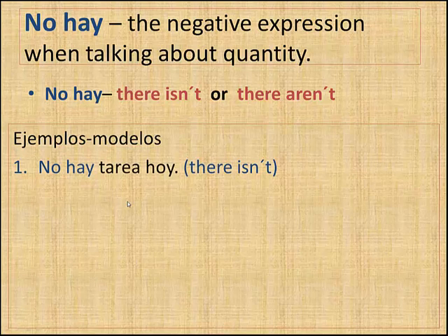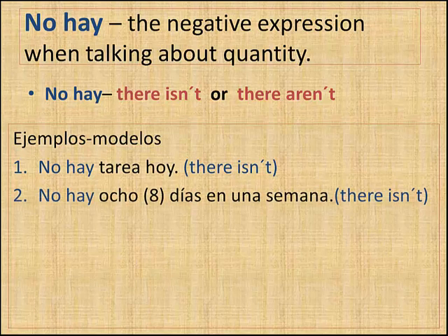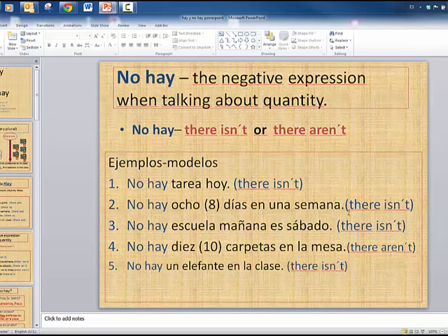Número 1. No hay tarea hoy. Hooray! There isn't homework today. Número 2. No hay 8 días en una semana. And this, we have a little mistake here. This should be, there aren't. So what we do is we make a little quick action.